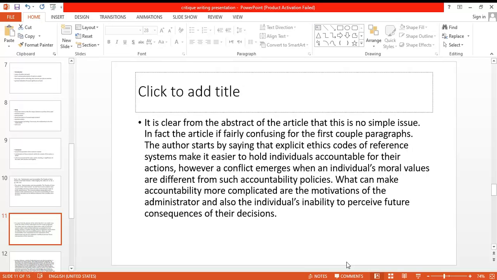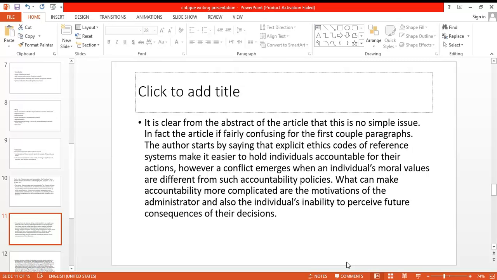Please do keep in mind that at the end of your essay, the reader must not be left in despair. You are not on a fault-finding mission. Give credit where it's due and say what things have been left out. Keep your tone positive. It is clear from the abstract that the issue is not simple. The writer is writing on a difficult issue. Give him credit for that. The article is confusing in the beginning. Now, that's an objective assessment, and the author starts by saying that.